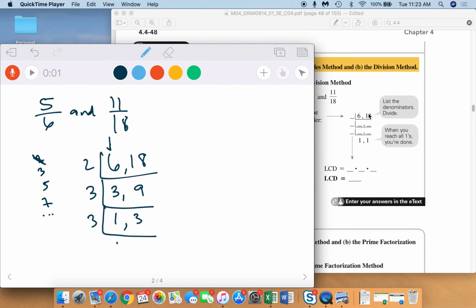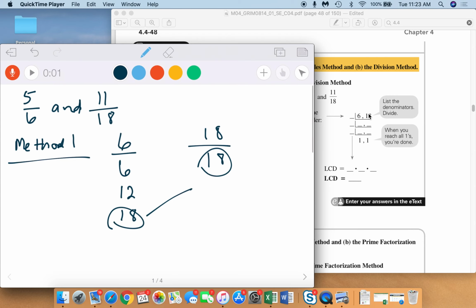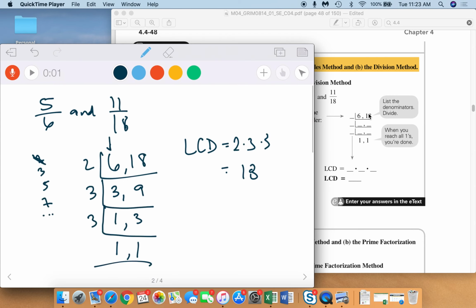And that's going to give me, we just carry that 1 down, and that 3 divided by 3 gives me another 1. So that means I'm done. So that means that the lowest common denominator equals 2 times 3 times 3. Well, 2 times 3 is 6. 6 times 3 is 18. So again, we get the same answer that we got over here. We get 18. It's just a different way of getting there.